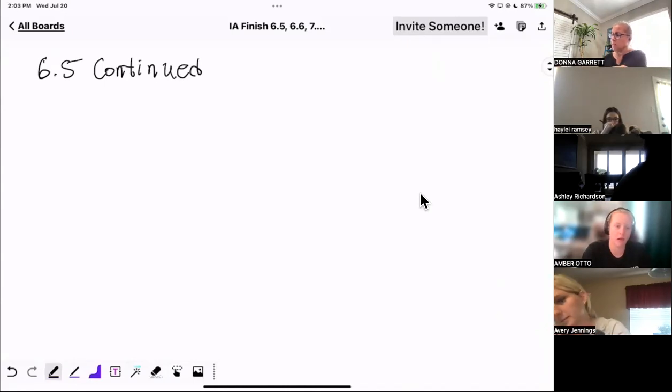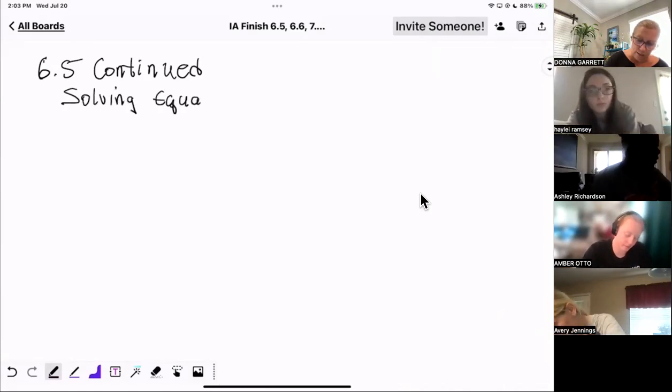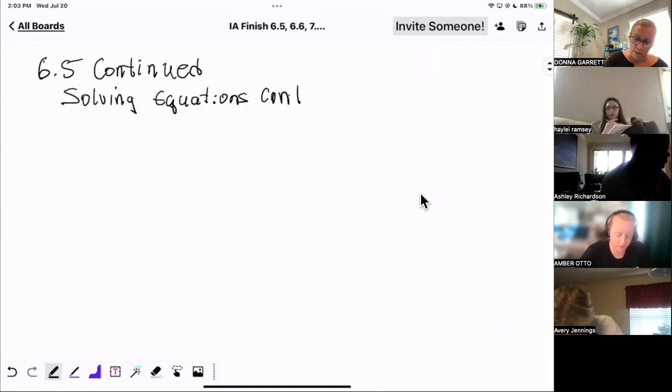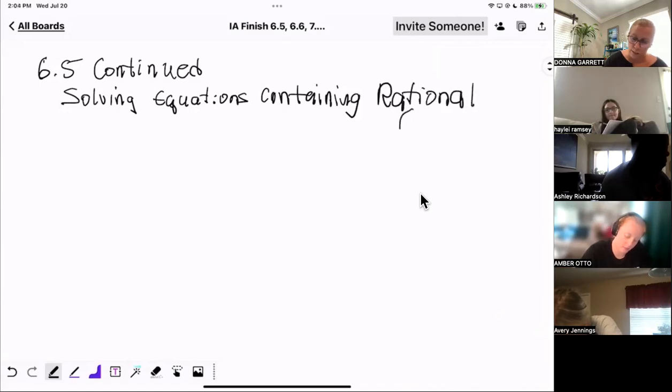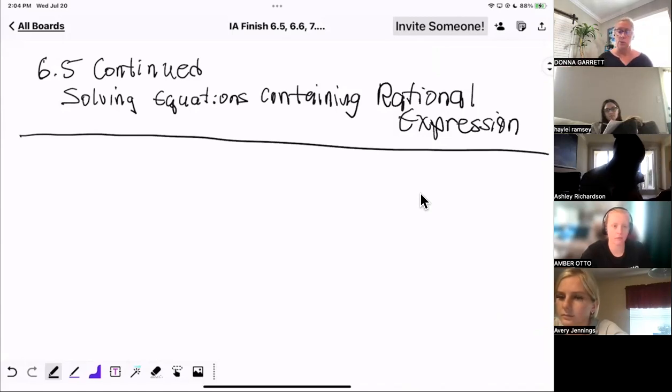And that was solving equations. Solving equations containing rational expressions. Sorry. We did, I think, 1 or 2 or 3 problems. I forget how many we did, but I definitely need to do some more. These are really important, so I want to make sure we do some more.